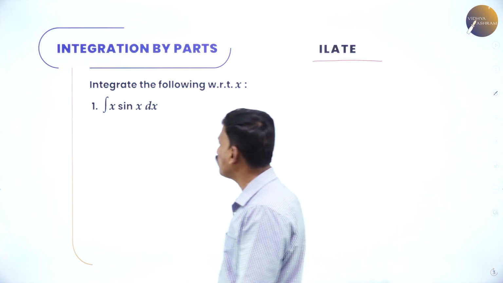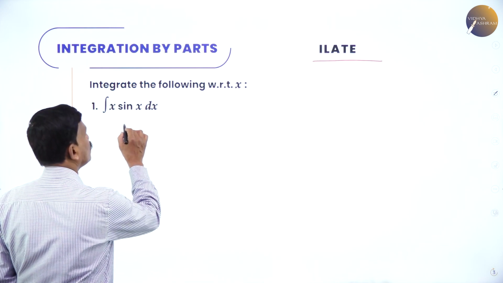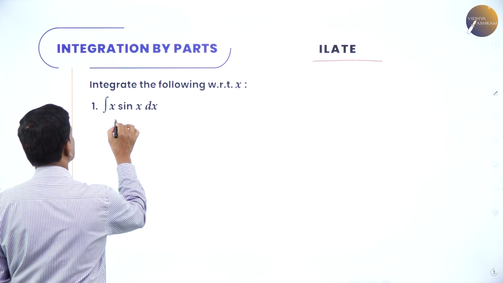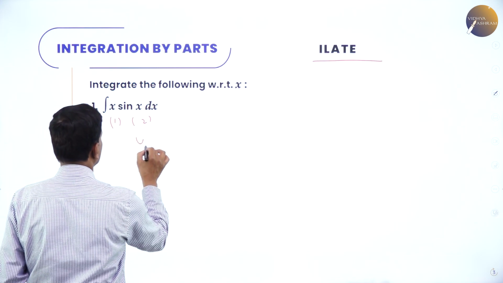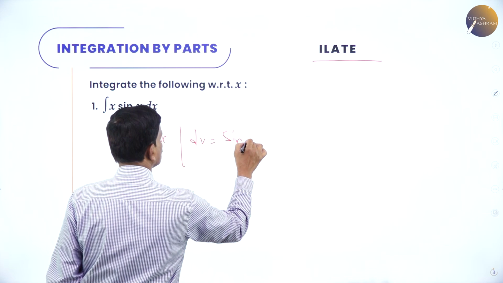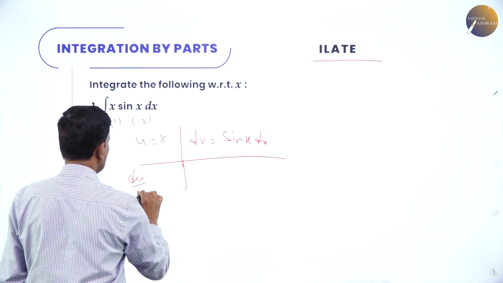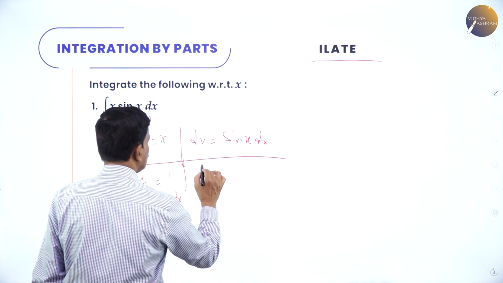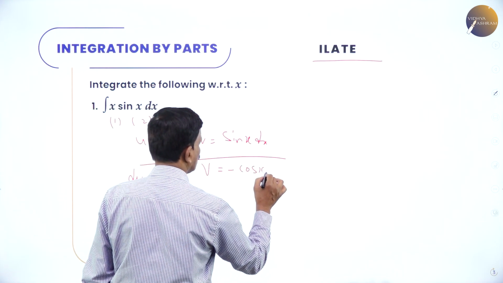Now let us take an example. Integrate or evaluate x sin x. Here an algebraic function and a trigonometric function are given, right? Let us consider the algebraic function as the first function and the trigonometric function as the second function. Now we can take u is equal to x and dv is equal to sin x dx. Now differentiate the first function. du by dx is equal to 1, so therefore du is equal to dx. Integrate this. Integration of dv is v, integration of sin x is minus cos x.